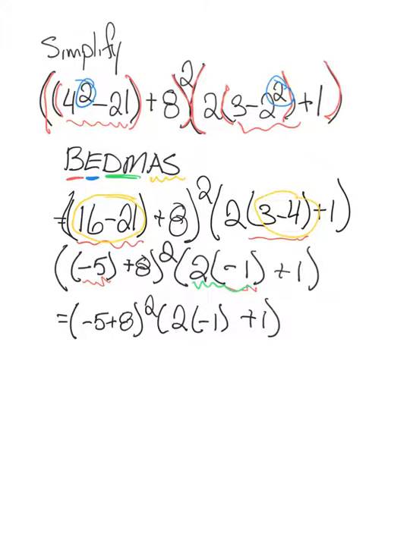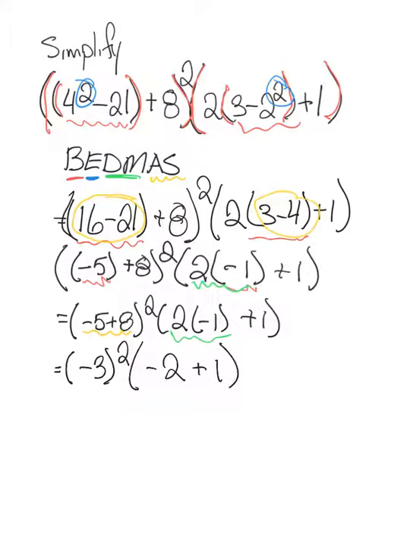So for the next step, you want to continue simplifying everything inside of the brackets. We look at this right here, and that's addition and subtraction. But it's in its own little bracket, so we can deal with that right now. Now we look at this, which is our multiplication. You have to do that before you can do your addition. So what is 2 times negative 1? It is negative 2 plus 1.